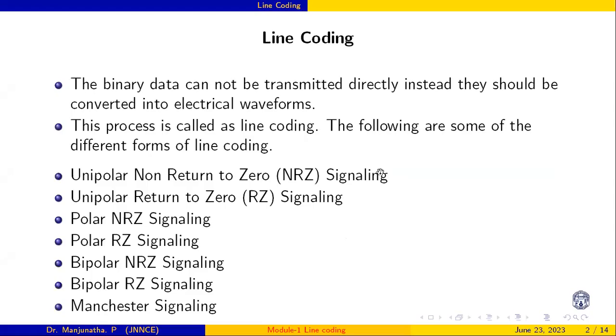Line coding. Binary data cannot be transmitted directly, but instead should be converted into electrical waveforms. The process of converting binary data into electrical waveforms is called line coding. The following are some of the different forms of line coding: unipolar non-return to zero signaling, unipolar return to zero signaling, polar NRZ signaling, polar RZ signaling, bipolar NRZ signaling, bipolar RZ signaling, and Manchester signaling.